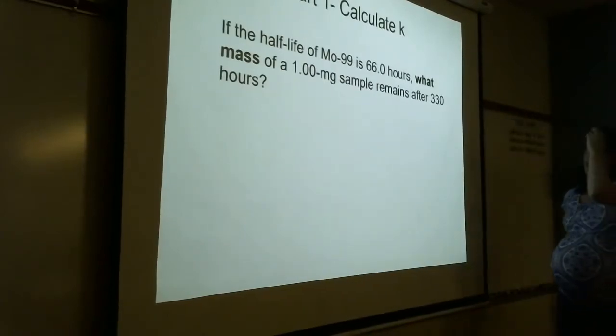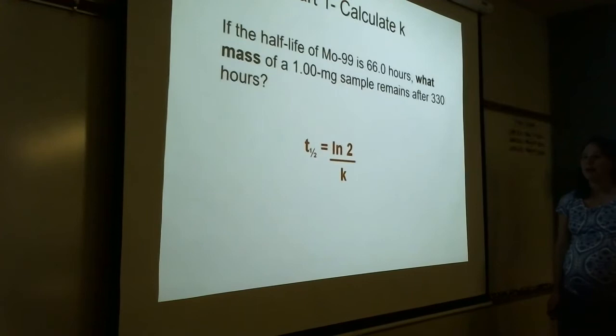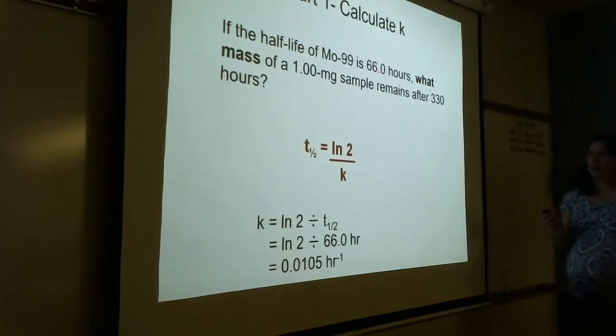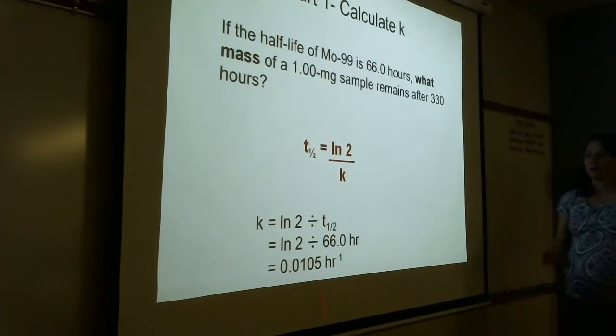So first we calculate K using the half-life equation. 66 hours is the half-life. So I got 0.0105 hours inverse as my K. Everyone see how we did that? Just natural log of 2 divided by the half-life.